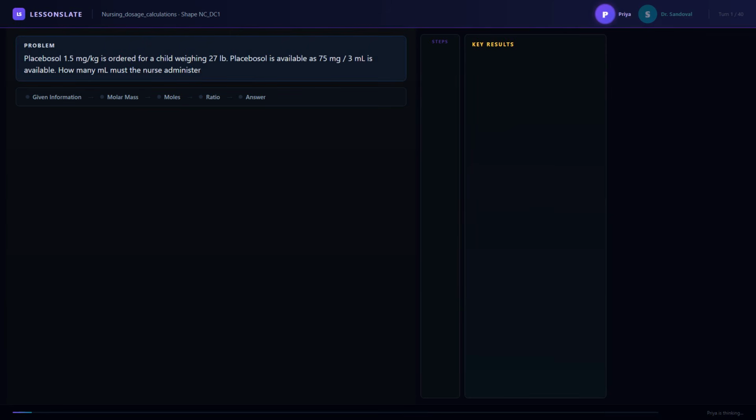Hey, Dr. Sandoval, this dosage calculation feels like the answer should be a relatively small number of milliliters, but I can't quite get my head around how to set it up. The problem says Placebosol 1.5 milligrams per kilogram is ordered for a child weighing 27 pounds, and it's available as 75 milligrams per 3 milliliters. How many milliliters must the nurse administer? Where should I even start with this one?